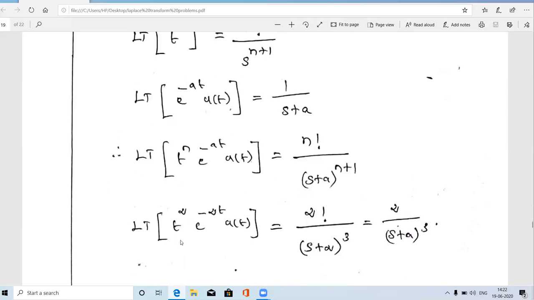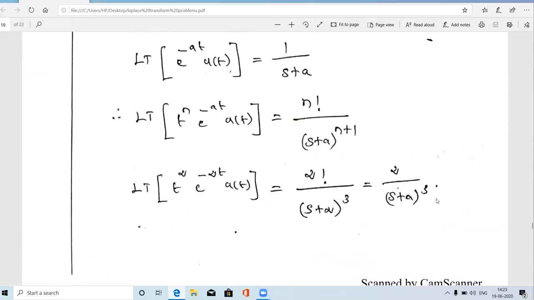If our question is to find the Laplace transform of t squared e power minus 2t u of t, you compare these two things. What is the value of n? n is 2. And what is the value of the constant a? a is also 2. So the answer is n factorial, and n is 2, so 2 factorial divided by s plus a. What is a? 2. So (s plus a) to the power 3. 2 factorial means 2, so 2 divided by (s plus a) to the power 3. This is the answer for our problem.